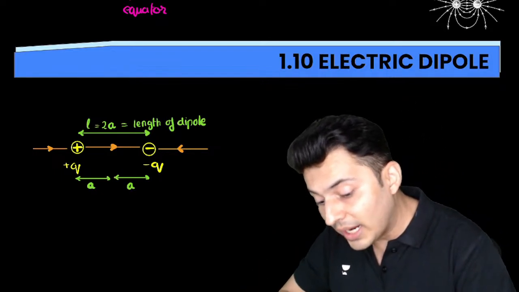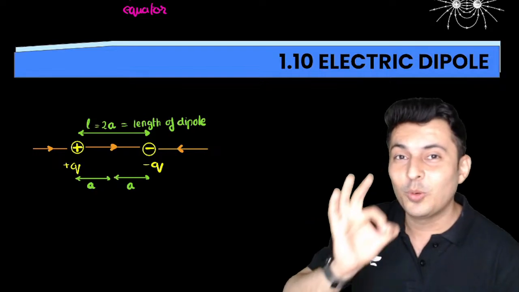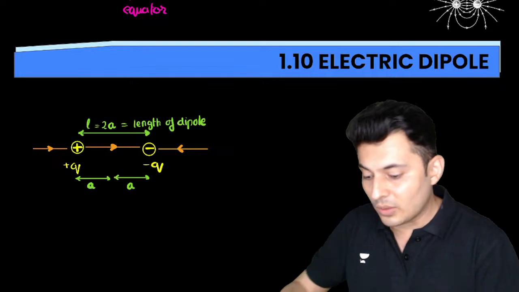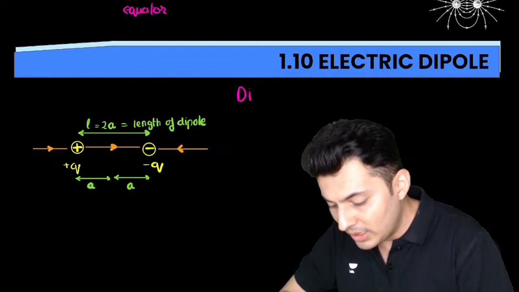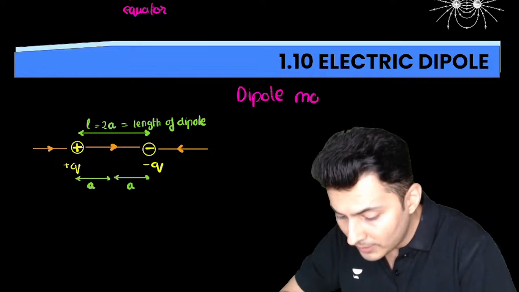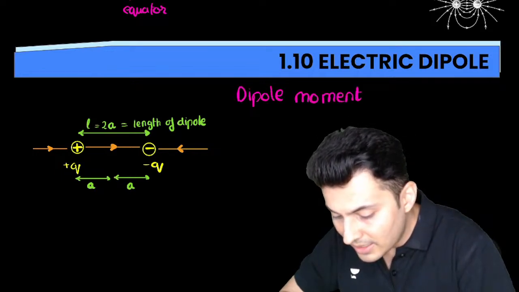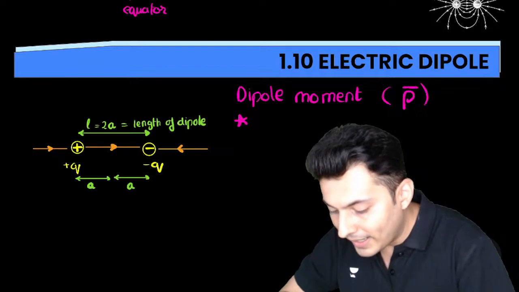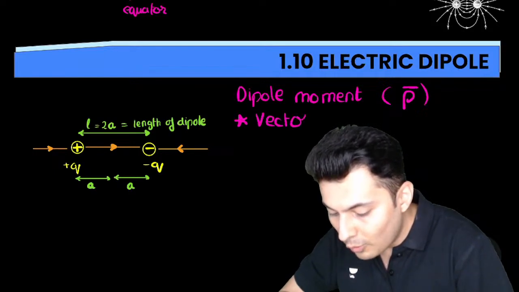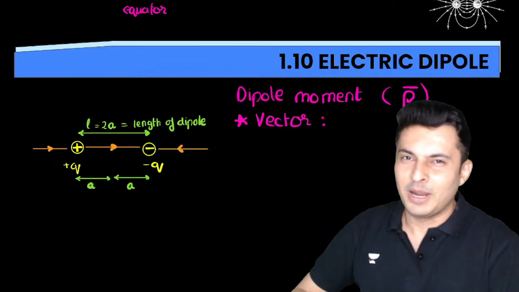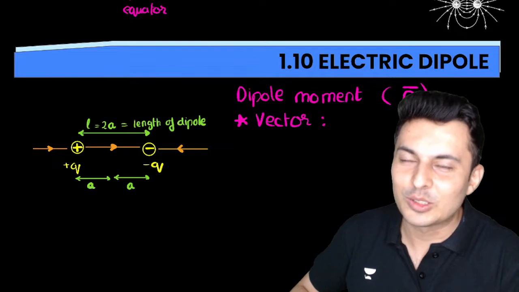Now, we define something called the dipole moment. This is a vector quantity. So a dipole's strength is given by a term called the dipole moment. It has the symbol P with a bar over it because it is a vector quantity. And the direction of the vector, where does it go? From plus to minus or minus to plus?